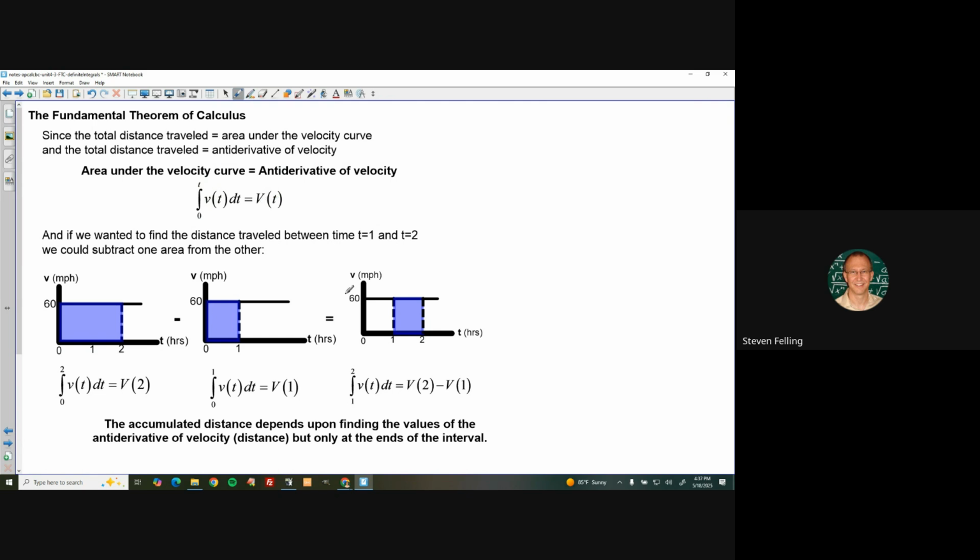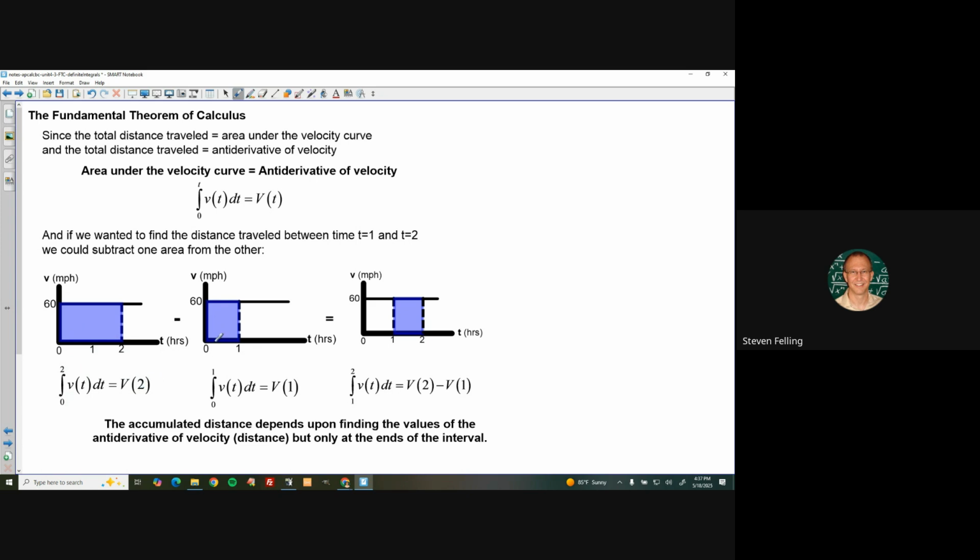What if I wanted to start at time 1 and then go to time 2 and find out how much area I've covered, how much distance I've covered in that time frame? What you could do is first do the antiderivative from 0 to 2, to the ending time, and that would give you the antiderivative of the velocity at time 2. So it would be the antiderivative of the velocity representing the amount that's covered from 0 to 2, with a 2 plugged in.